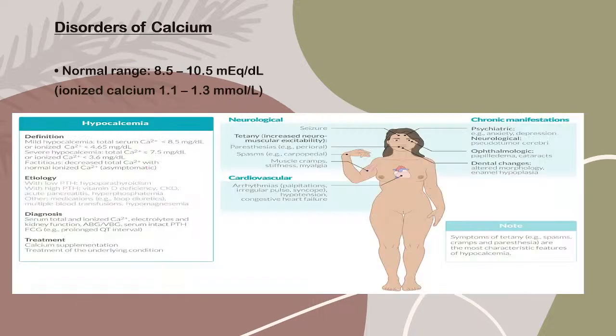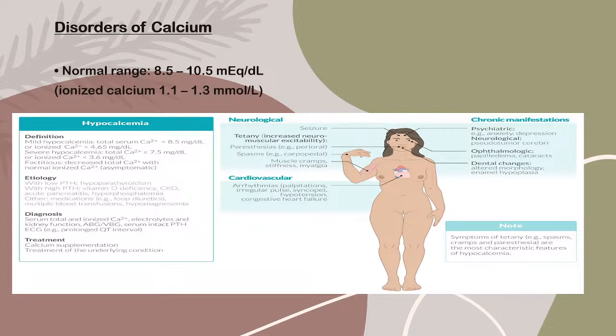So moving ahead, this is the last one, the disorders of calcium. First we need to understand the normal range of calcium, that is 8.5 to 10.5 per deciliter. And ionized calcium is 1.1 to 1.3 millimoles per liter. All right. So these are the normal values and they need to be remembered. That is very important.